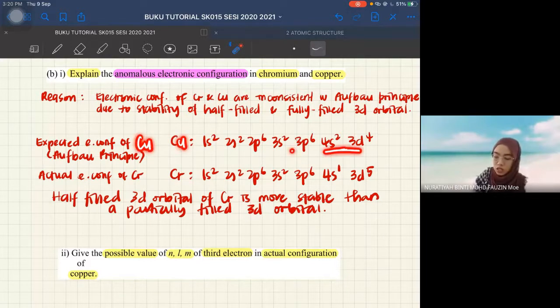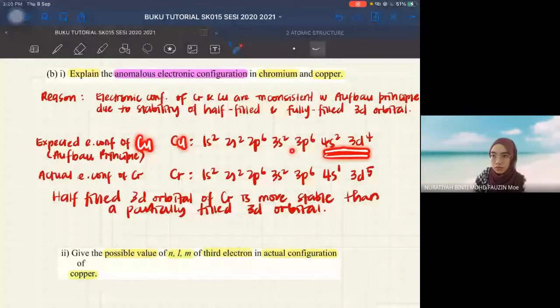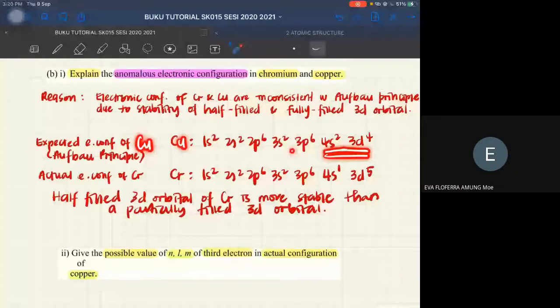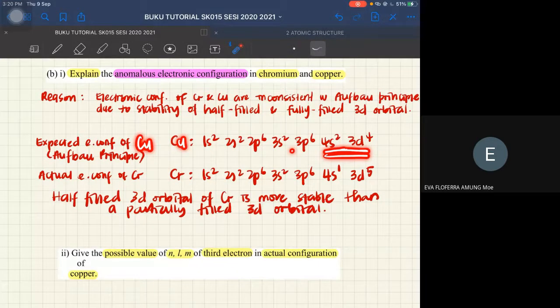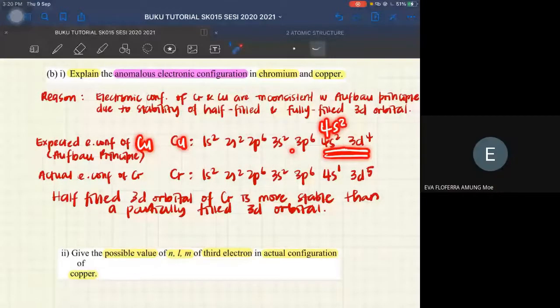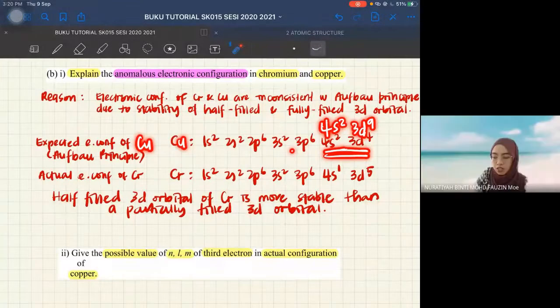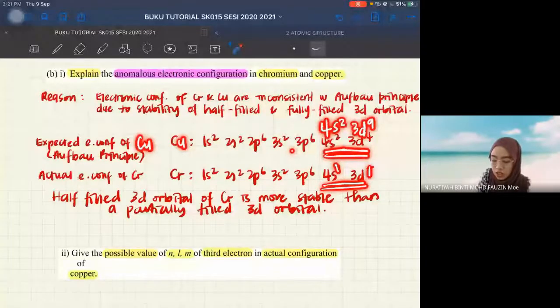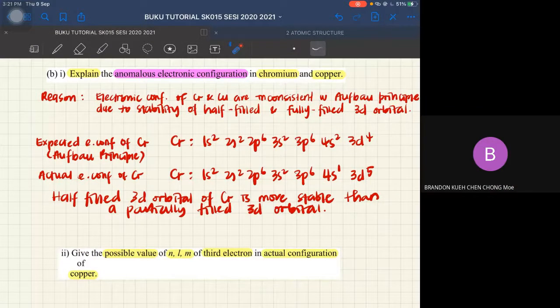So, instead of 4s2, 3d4, what is copper's? Expected: 1s2, 2s2, 2p6, 3s2, 3p6, 4s2, 3d9. The actual electronic configuration will be? 4s1 and 3d10. So what you change is just here. Fully filled 3d orbital of copper is more stable than partially filled 3d orbital. Okay? Very good.